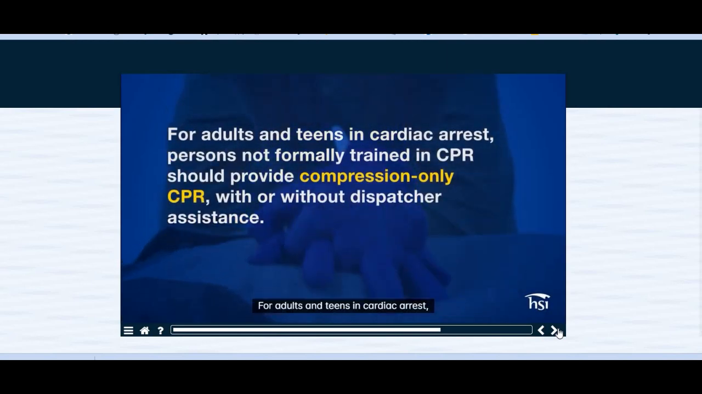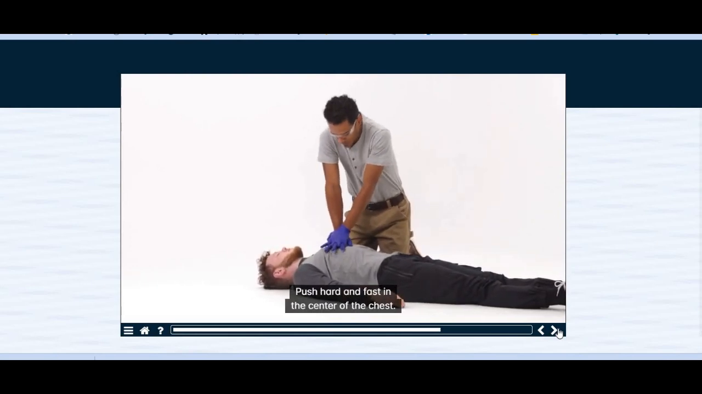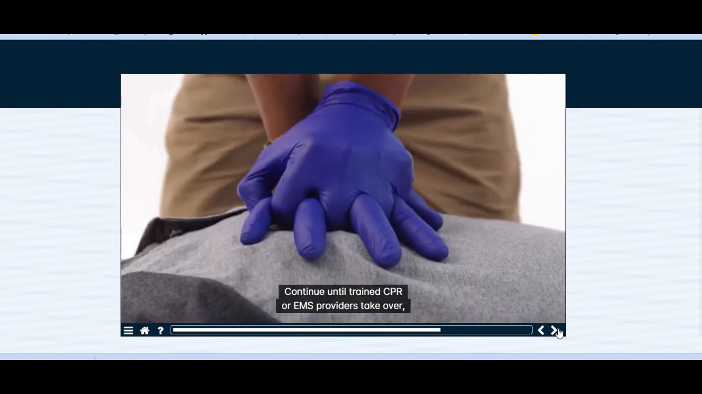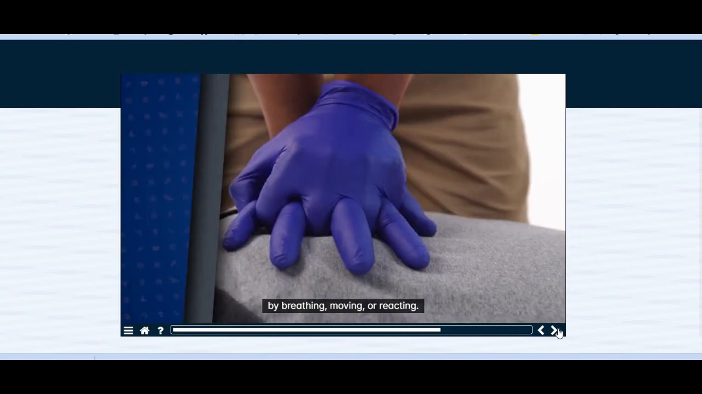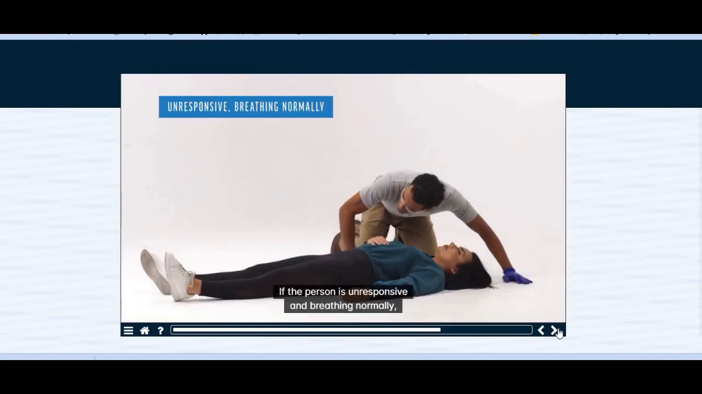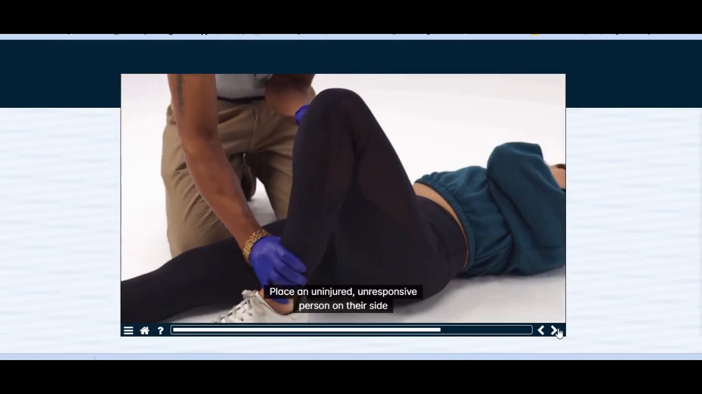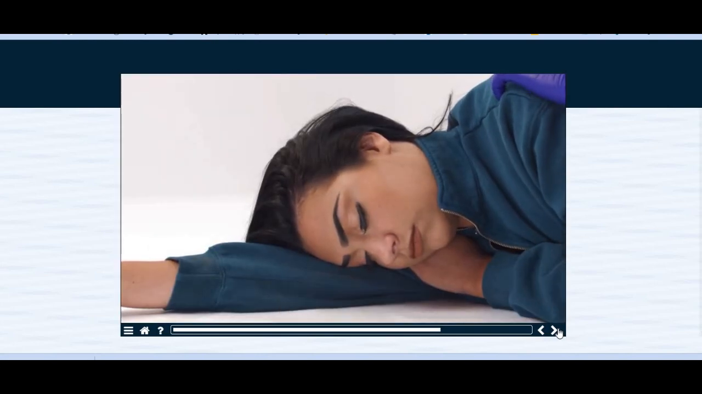For adults and teens in cardiac arrest, persons not formally trained in CPR should provide compression-only CPR, with or without dispatcher assistance. Position adult or teen on a firm, flat surface. Push hard and fast in the center of the chest. Continue until trained CPR or EMS providers take over, or the person starts responding by breathing, moving, or reacting. If the person is unresponsive and breathing normally, maintain an open airway. Place an uninjured, unresponsive person on their side in the recovery position to help protect the airway.